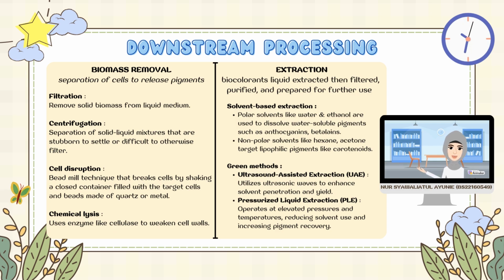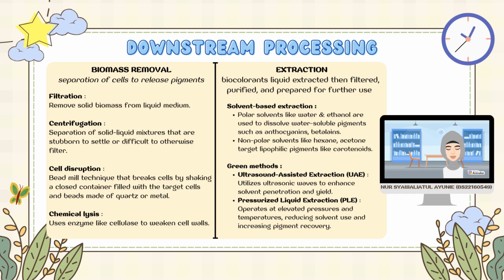The extraction process for biocolorants involves isolating pigments from their natural resources such as plants, algae, or microorganisms using suitable methods and solvents. In conventional solvent-based extraction, polar solvents like water and ethanol are used for water-soluble pigments such as anthocyanins and betalains, while non-polar solvents like hexane and acetone target fat-soluble pigments such as carotenoids. This method is straightforward and effective, but may pose environmental concerns and risk of heat damage to sensitive pigments.